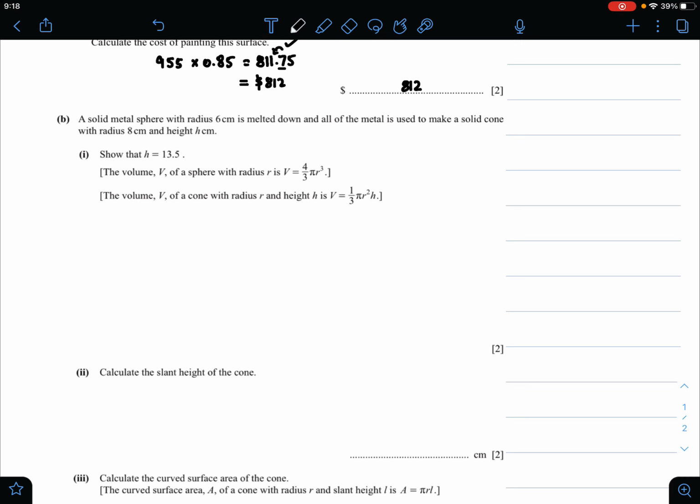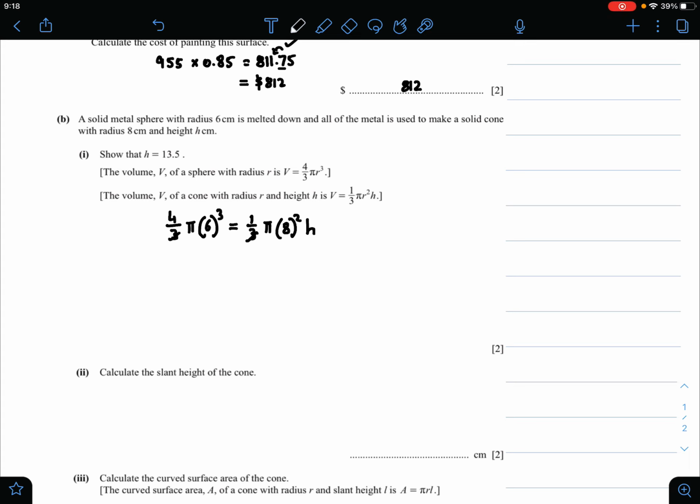So let's equate the volumes, and they are giving us both the formulas. The volume of a sphere is equal to 4 by 3 pi r cube. They are giving us the radius of the sphere, which is 6 centimeters, so 6 cube, which is equal to the volume of the cone, which is 1 by 3 pi r square h. Here r is 8, so 8 square, and h will remain as it is. Now we can cancel the 3 and the 3, because if we take either 3 to the other side of the equation, it will become multiplication, and 3 divided by 3 is equal to 1.